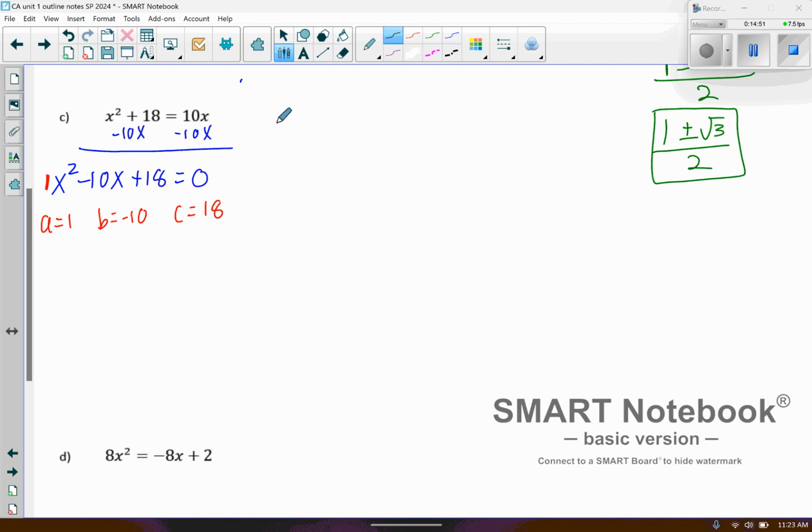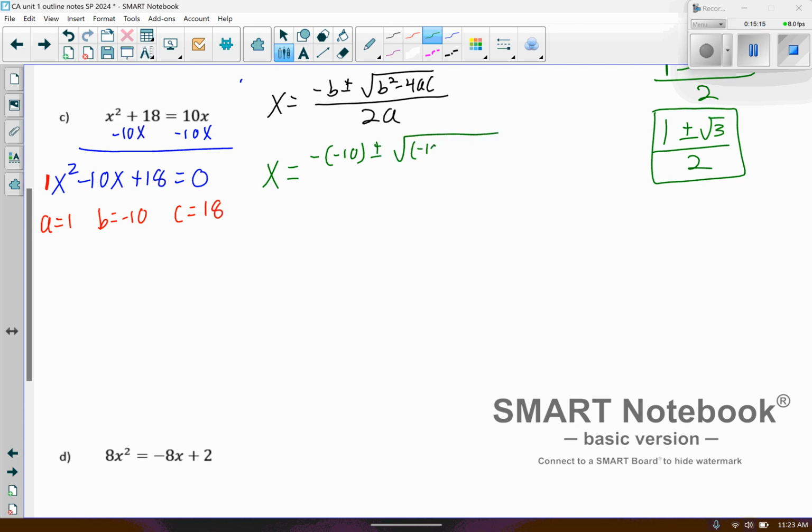Okay, so once again, let me write that formula down for us. So x equals negative b plus or minus square root of b squared minus 4ac, all divided by 2a. Okay, so let's start plugging some stuff in. So let's see, we're going to have negative 10 plus or minus the square root of negative 10 squared minus 4 times a times c, okay, and then all divided by 2 times my a value.